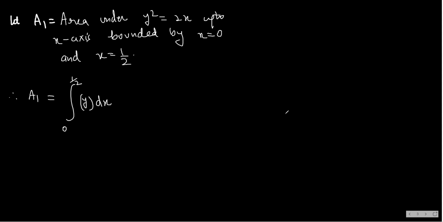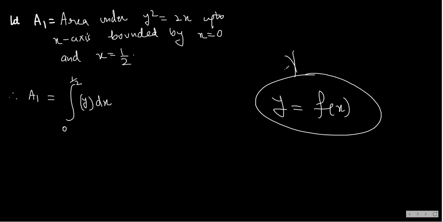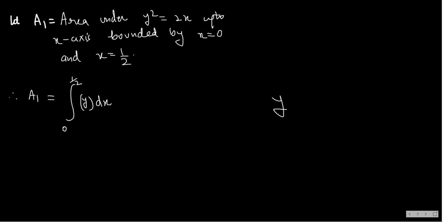Remember, if you are finding the area under the curve up to x-axis, then here the curve has to be in the form y equal to f of x. याद रखना, कर्व ऐसा होना चाहिए. यहाँ पे y square है, तो नहीं चलेगा, उसको y करना पड़ेगा. You understand? Since y square is 2x, therefore y equal to plus or minus square root of 2x. Therefore y equal to plus or minus root 2 into root x.